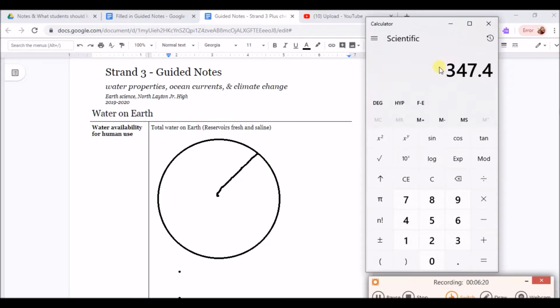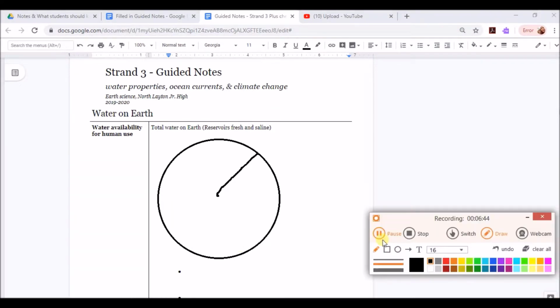So I'm actually going to take my ocean's number and subtract that from 360, 360 meaning all the degrees of my circle. And so that's going to say 12.6 degrees. So I have about 13. So what I'm going to do is you are going to take your protractor.